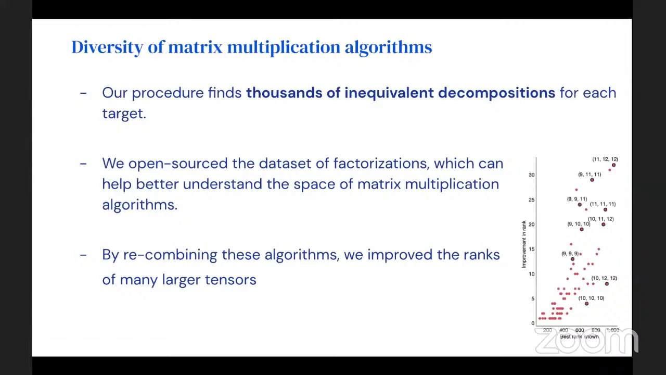And this, we hope, and we actually already had a lot of interesting interactions with mathematicians who think that this might lead us to understand better what is the space of possible matrix multiplication algorithms. There is another advantage to having all these diverse decompositions or diverse algorithms: you can have some sort of divide and conquer approach, combining them together to get even improved speeds or improved ranks for larger tensor sizes.